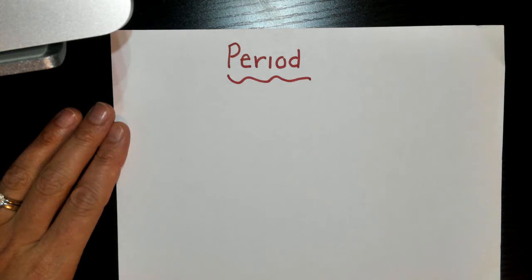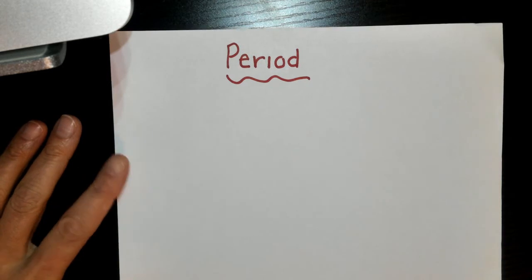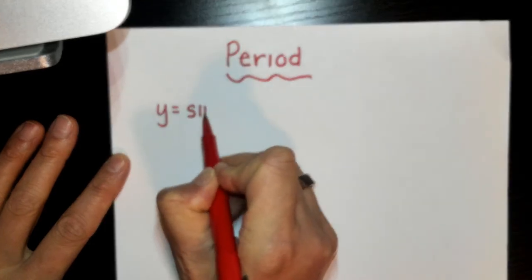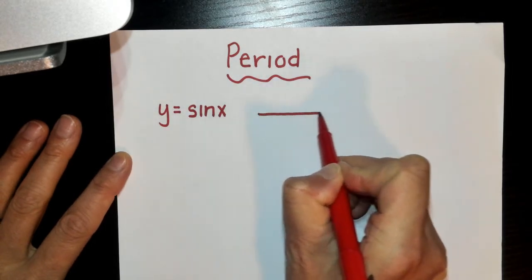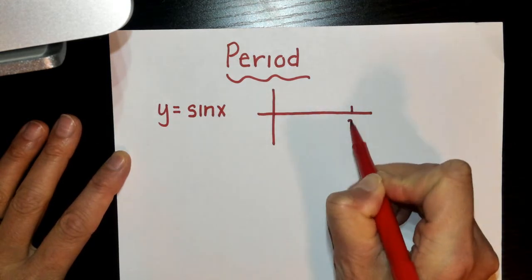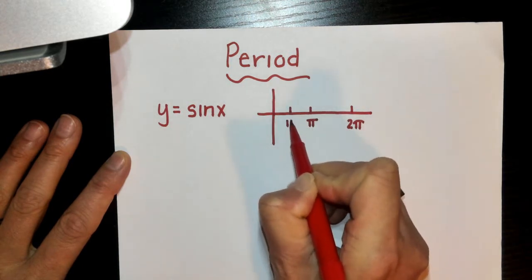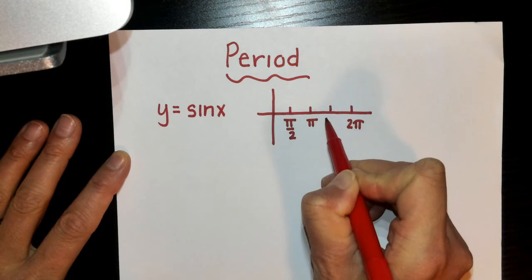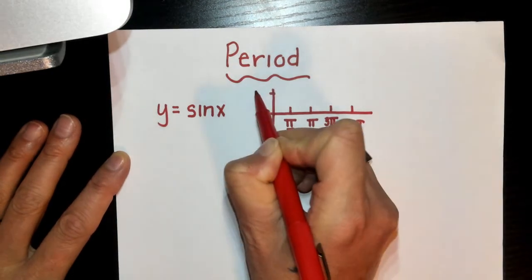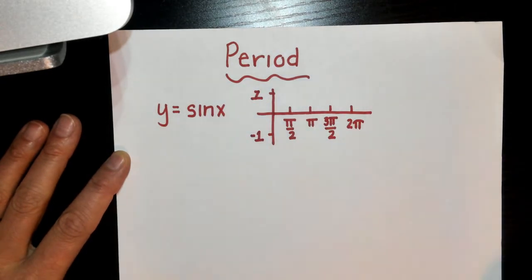I'm going to hop on here quickly and talk about finding the period of your graph. Before we do anything, I just want to reiterate that the sine x parent function graph begins at 0, goes out to 2 pi. That's one cycle of it. Its maximum is 1, and its minimum is -1.